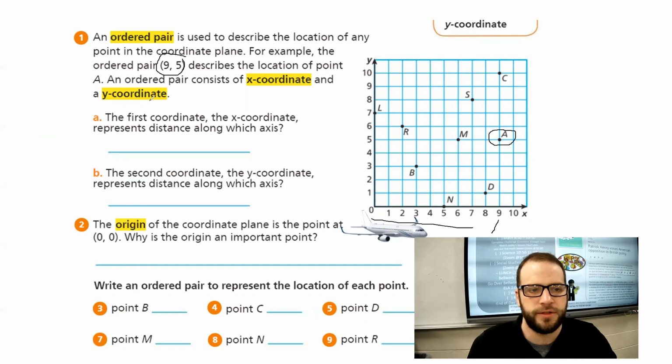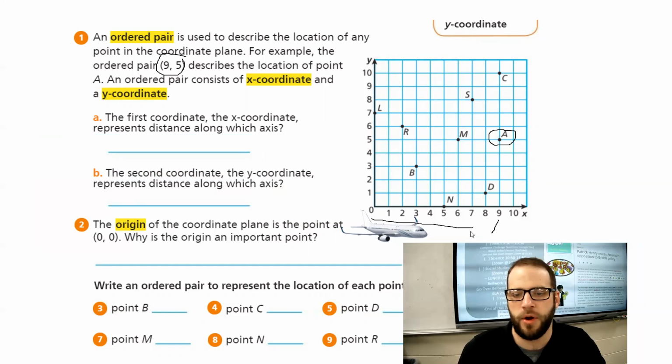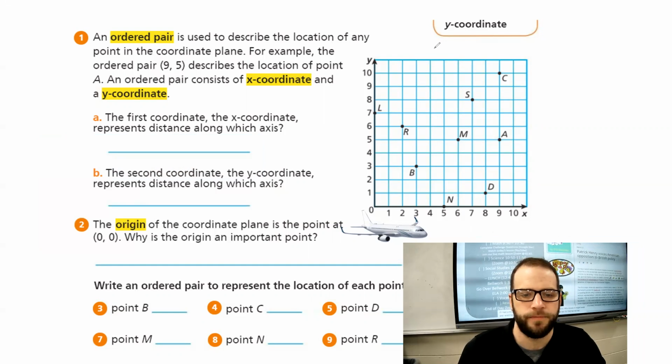Let's work on some of these together right now. Have your book open, write down these answers. Here we go. It says, an ordered pair is used to describe the location of any point in the coordinate plane. For example, an ordered pair of 9, 5 describes the location of the point A. An ordered pair consists of the x coordinate and the y coordinate.